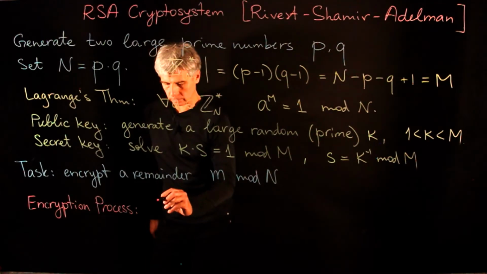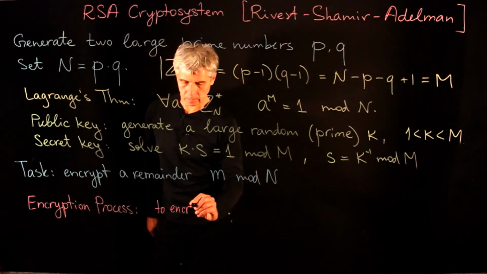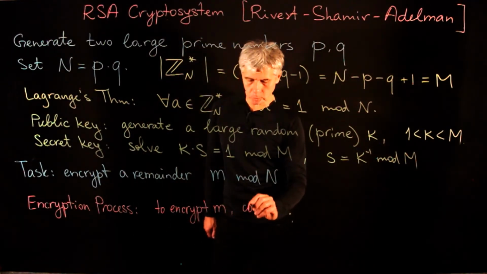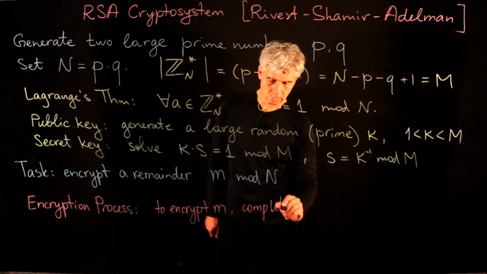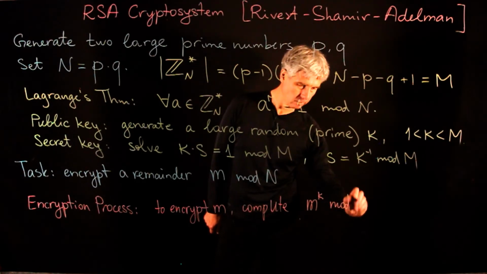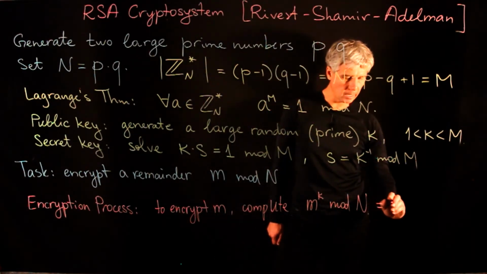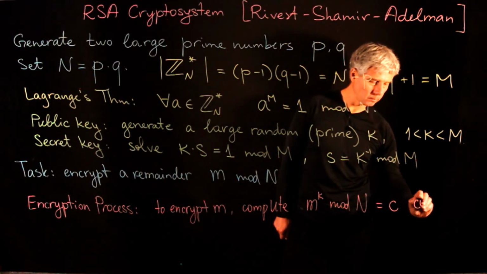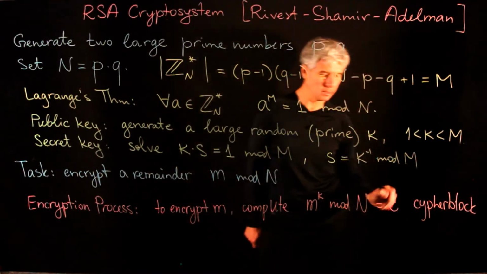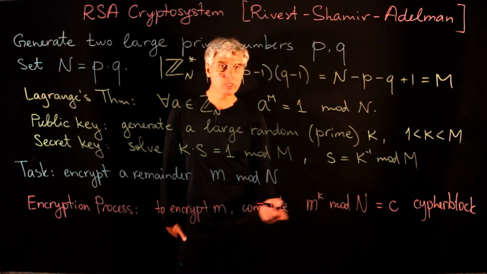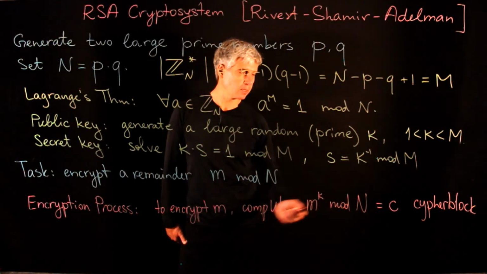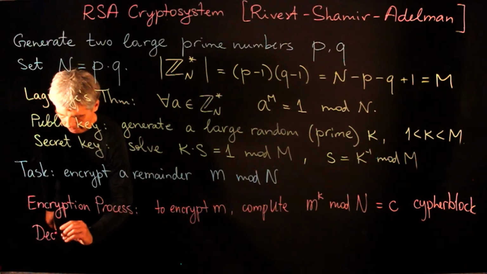So to encrypt m, so this is a block of our message, compute m to the power k mod n. So this will be our cipher block C, and it's also a remainder mod n. Now we see that in order to perform this encryption, we only need to know the values of k and n. So here is our decryption method.